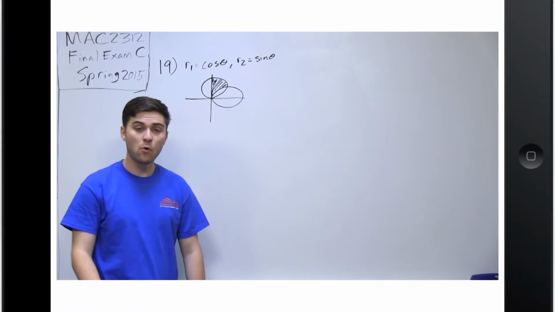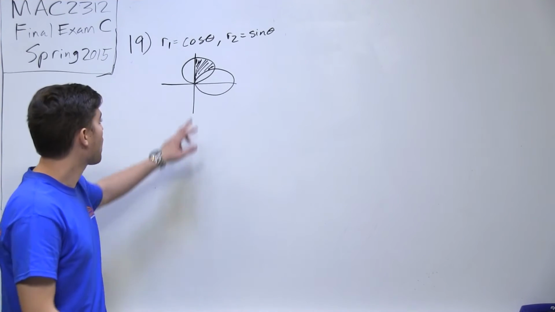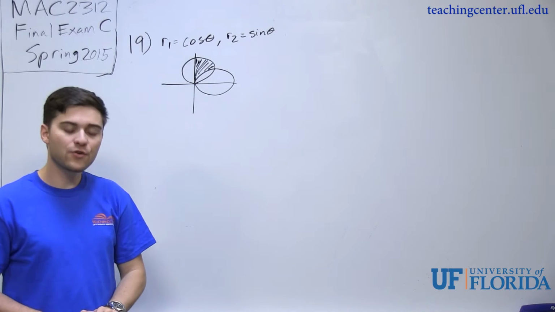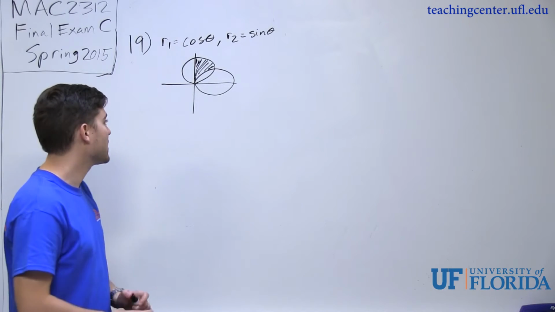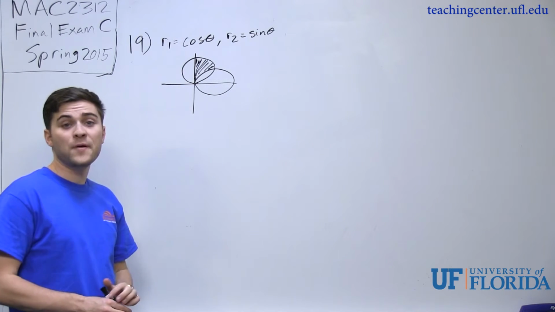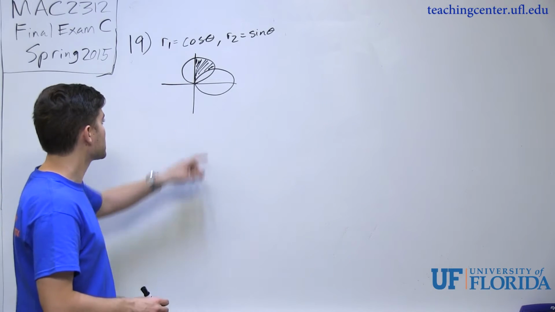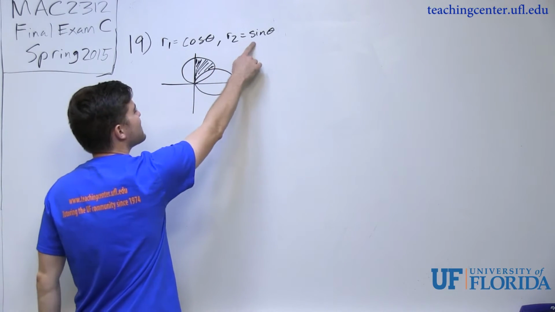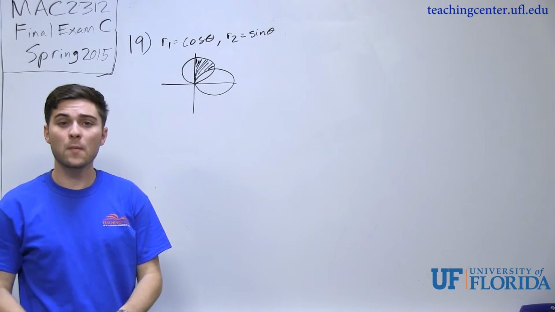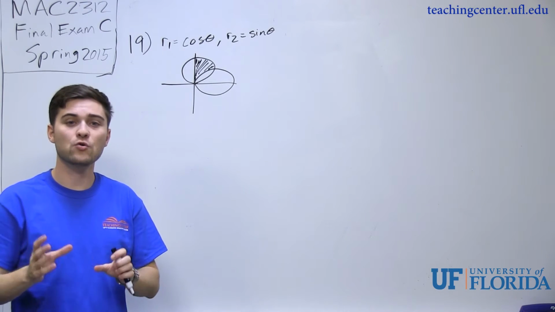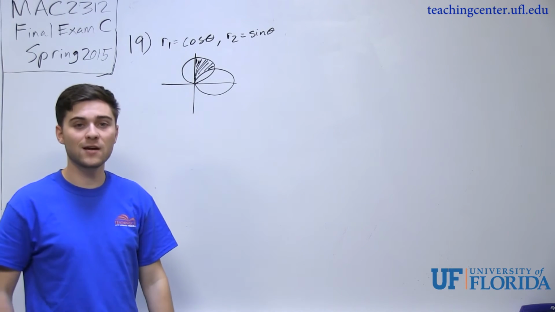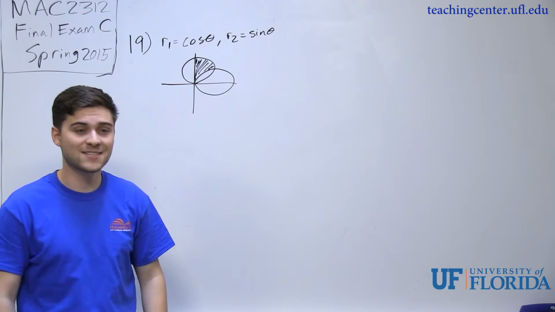Question 19 is a polar graphing question. We have r1 equals cosine theta, r2 equals sine theta, and it asks which integral below determines the area of the shaded region. It already gives us the picture, so we don't need to worry about plotting it in this case. The shaded region looks like it lies inside of r2 equals sine theta. Remember, r equals sine theta is a circle that is shifted along the y-axis, whereas r equals cosine theta is the circle shifted along the x-axis.